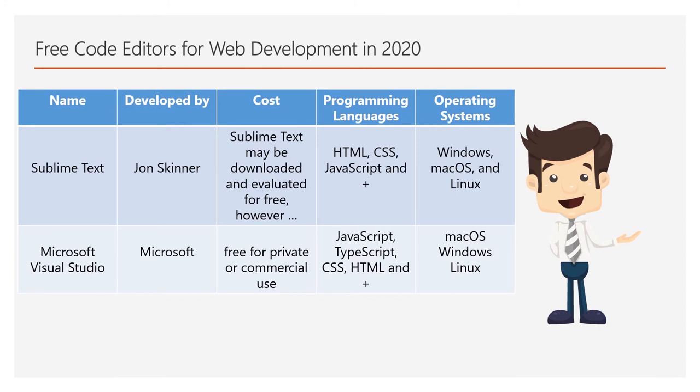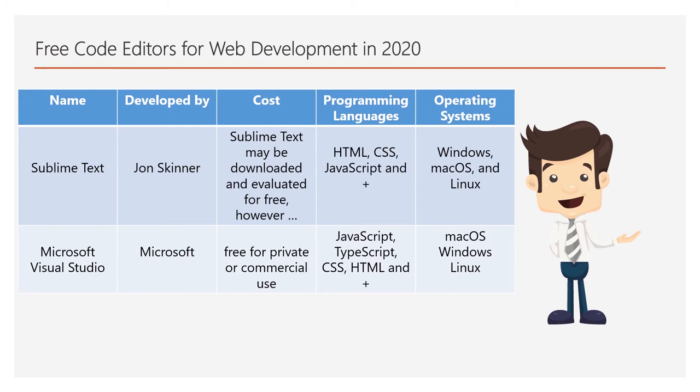Right, moving forward. The second one I want to have a look at is Microsoft Visual Studio. It's developed by Microsoft, of course. It costs nothing for private or commercial use. So if you use it at home and you get a job in IT somewhere else and you're going to be a developer, they might have this software as well because it's free for them too.